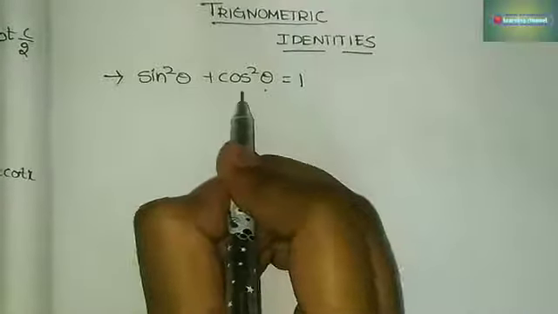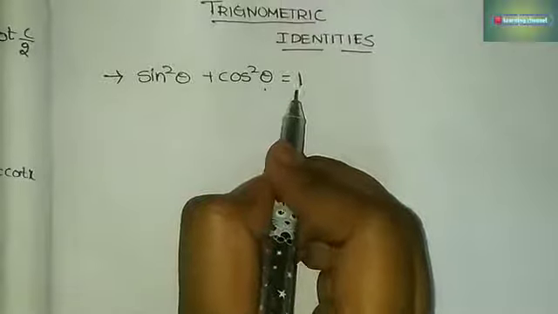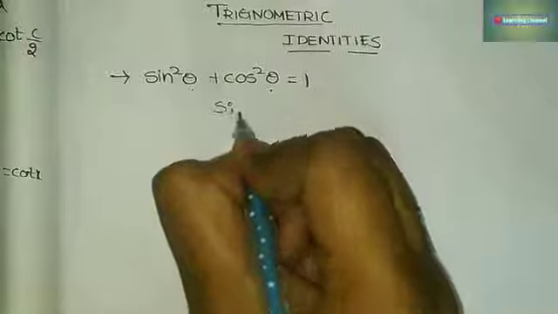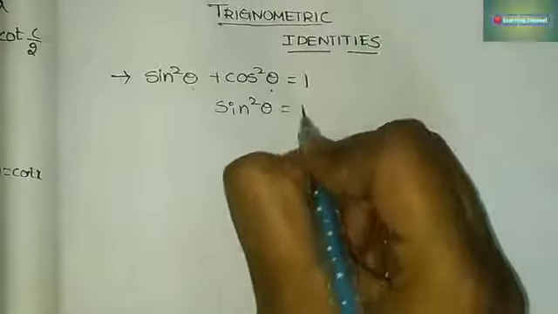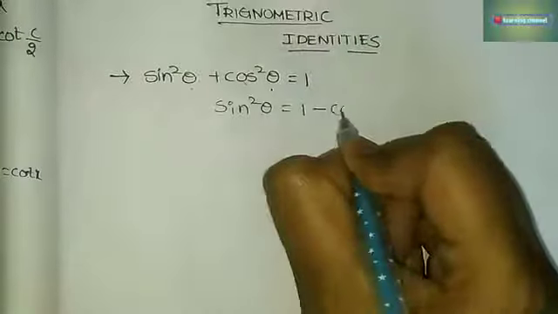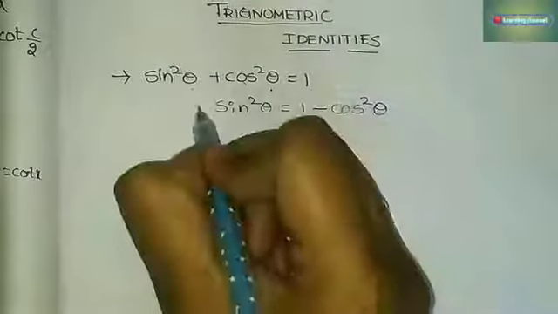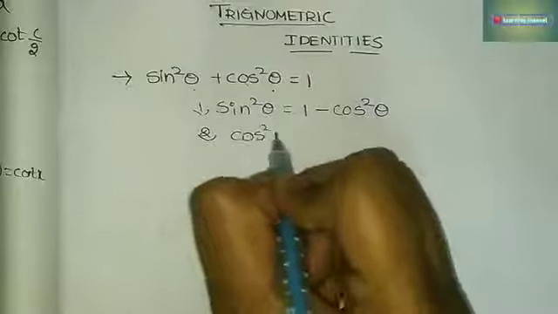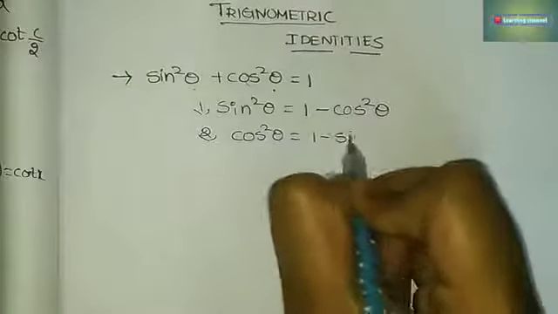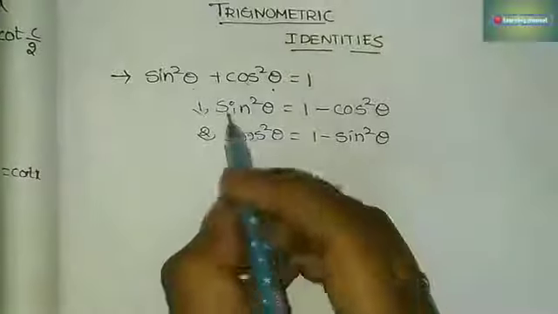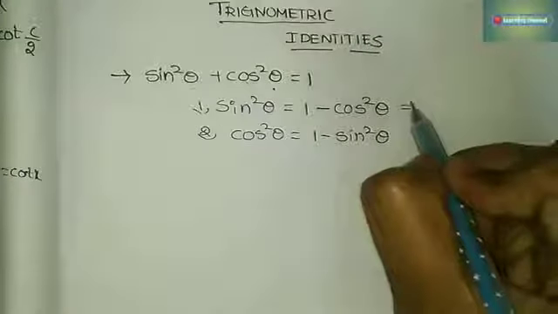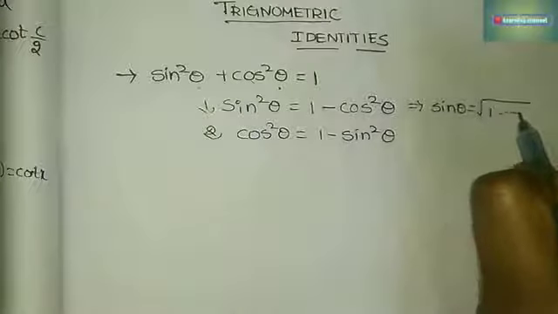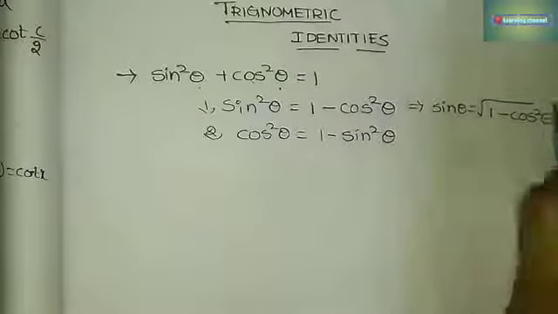The first one is sine square theta plus cos square theta is equal to 1. And also from this we can write sine square theta is equal to 1 minus cos square theta, as the cos square theta comes to this side. This is one of the deductions. And the second one is cos square theta is equal to 1 minus sine square theta. And also we can write this as sine theta is equal to square root of 1 minus cos square theta.